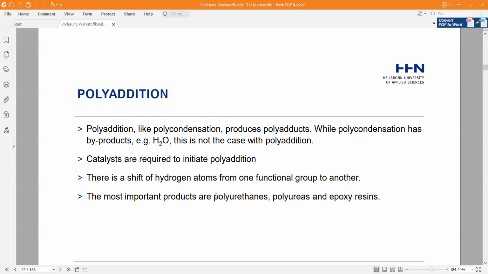Polyaddition, like polycondensation, produces polyadducts, while polycondensation has byproducts, for instance, water. This is not the case with polyaddition. Catalysts are required to initiate polyaddition. There is a shift of hydrogen atoms from one functional group to another. The most important products are polyurethane, polyurea, and epoxy resins.